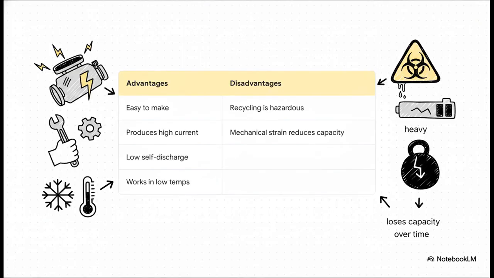So here are the big trade-offs for the lead-acid battery. On the plus side, it's cheap to make, it gives you that huge jolt of current you need to start an engine, and it works just fine in cold weather. But the downsides are pretty major. That lead is super toxic, which makes recycling a real environmental challenge. They're also incredibly heavy, and over time, they just lose their ability to hold a full charge.